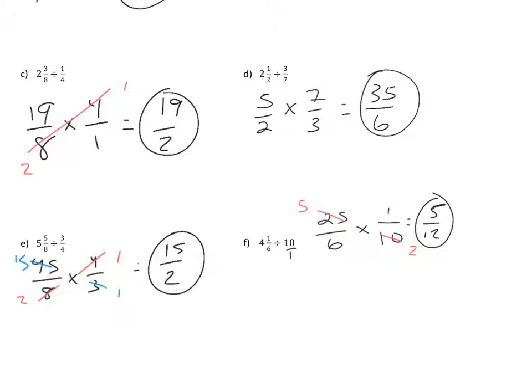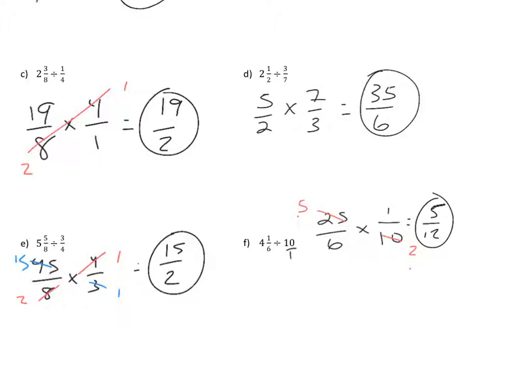Okay, take a moment, check over C through F. I cross-canceled in different colors so you could see those. Letter F, I cross-canceled 25 and 10. 10 does not go into 25, but they both do have a common factor I can pull out. Both are divisible by 5. So 10 divided by 5 gives us the 2. 25 divided by 5 gives us the 5.